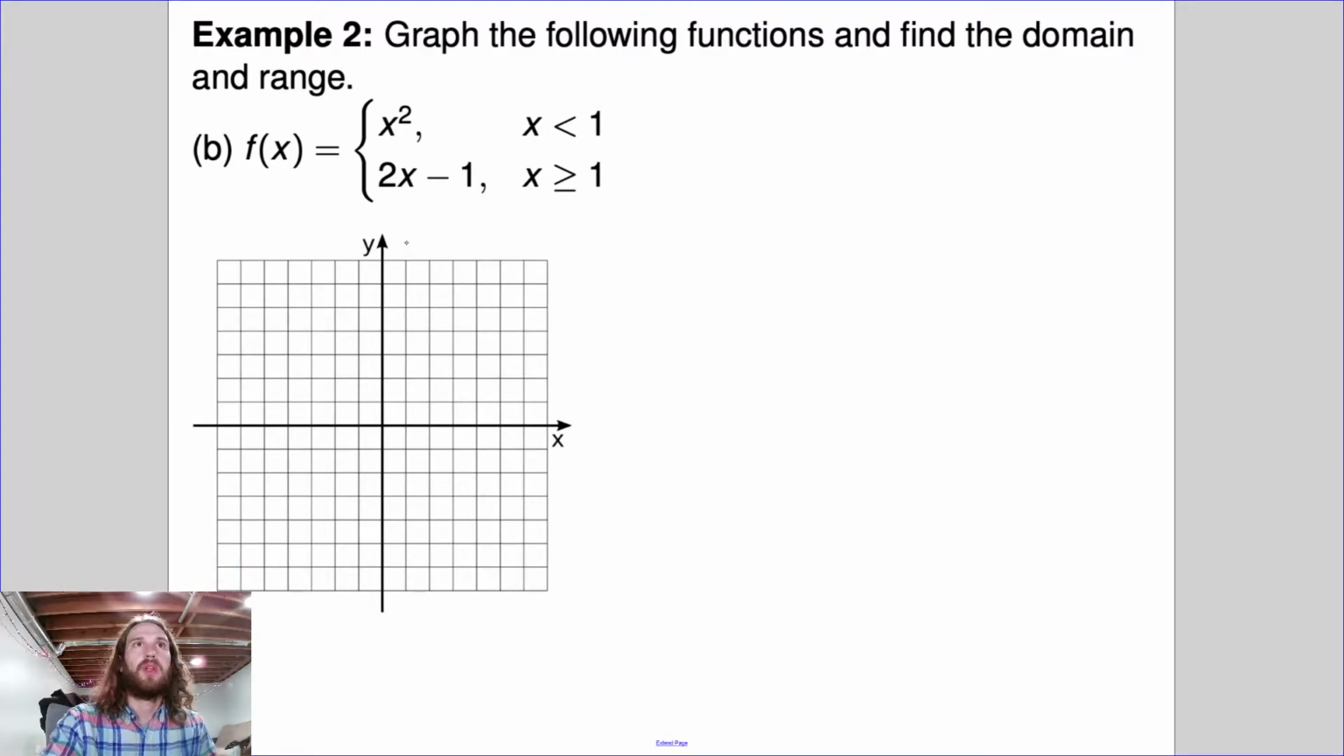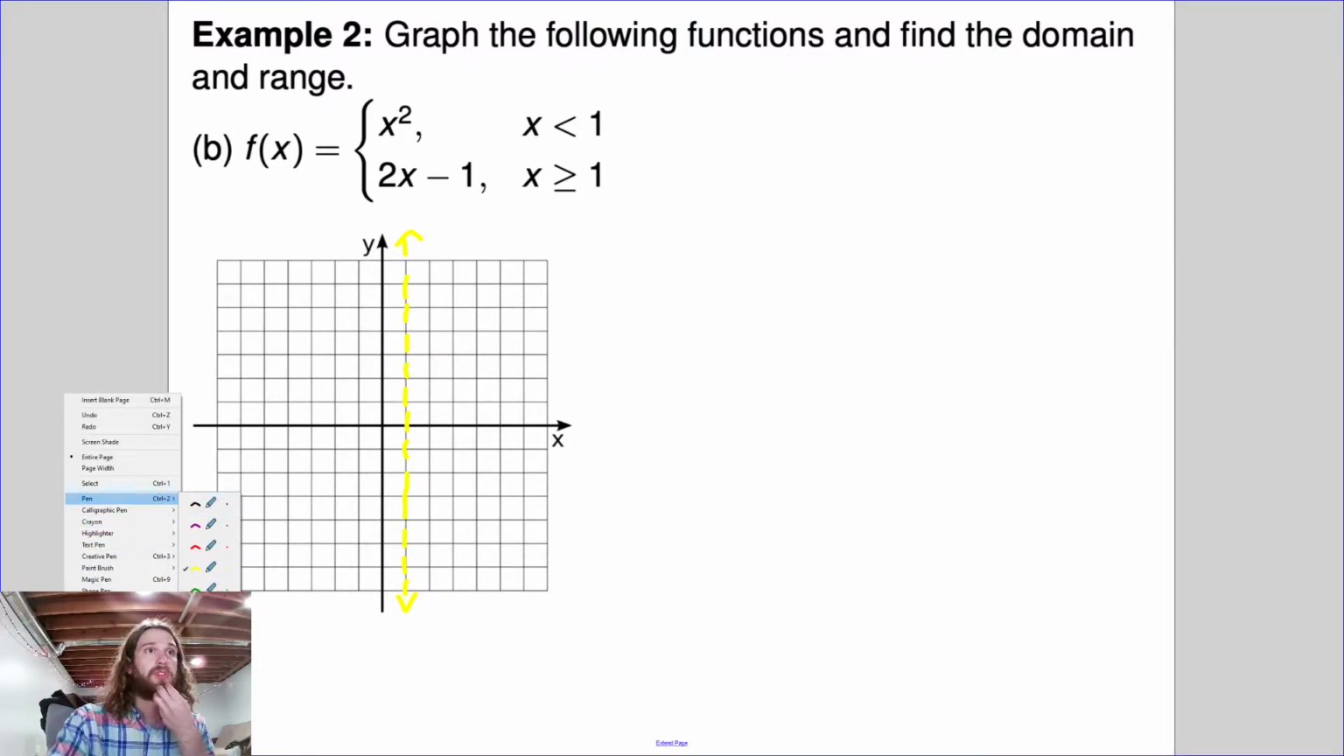Okay, boundary here. What's the boundary? It's 1. We put our dashed line. Okay, there's our boundary. I'm going to come through. Let's do blue this time. Maybe blue and red. Blue is x squared.